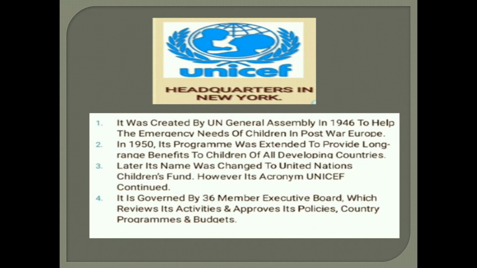This was created by the UN General Assembly in 1946 with an objective to help the emergency needs of those children who were found in post-war Europe, that is, after the war. In 1950, its program was extended, and now it was to provide long-range benefits to children of all the developing countries. Its name was later changed to United Nations Children's Fund, though its acronym UNICEF continued. It is governed by a 36-member executive board, which reviews its activities and approves its policies, country programs, as well as budget.